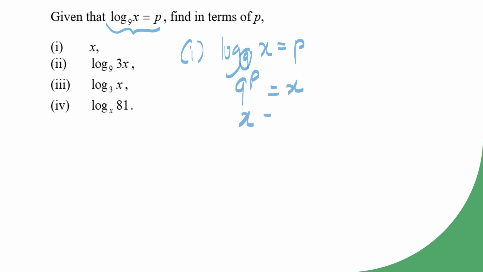If you want to simplify further, then you can write 9 as 3 to the power of 2, and that will give you 3 to the power of 2p. That would be a more simplified answer than 9 to the power p. Okay, let's look at part 2. So you have 3x, 3 times x. If it's 3 times x, which law can you use?